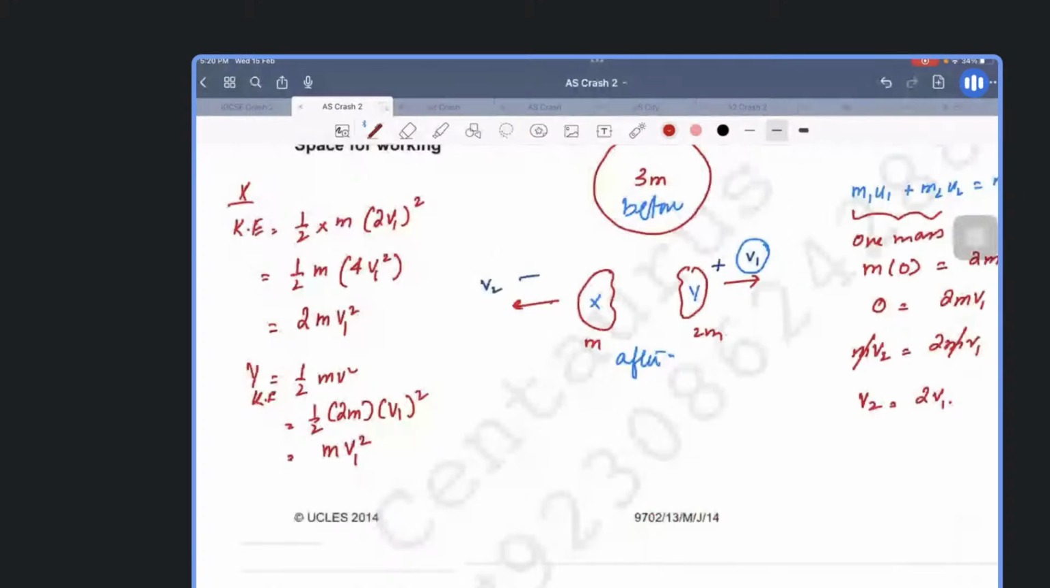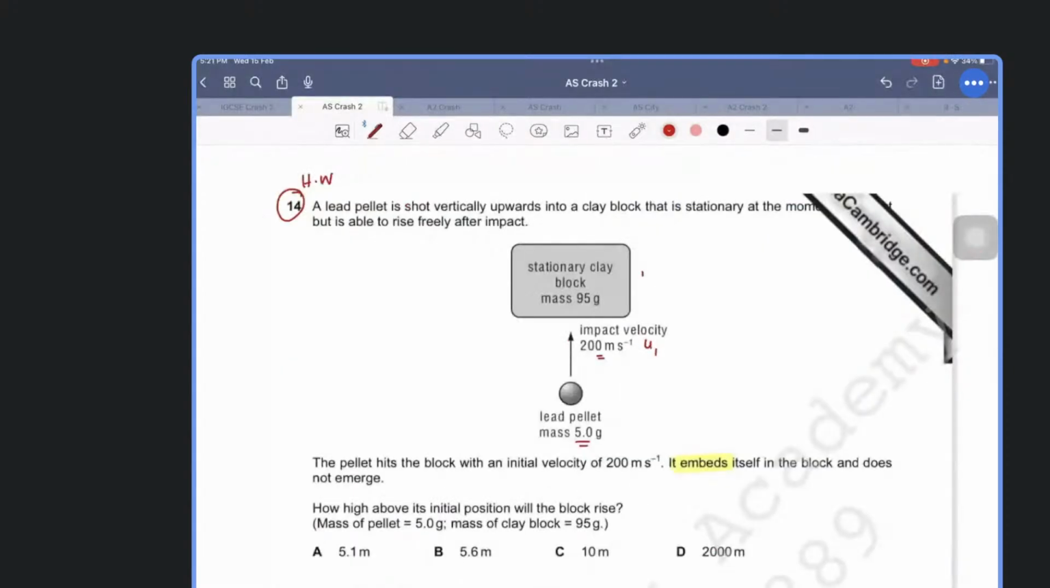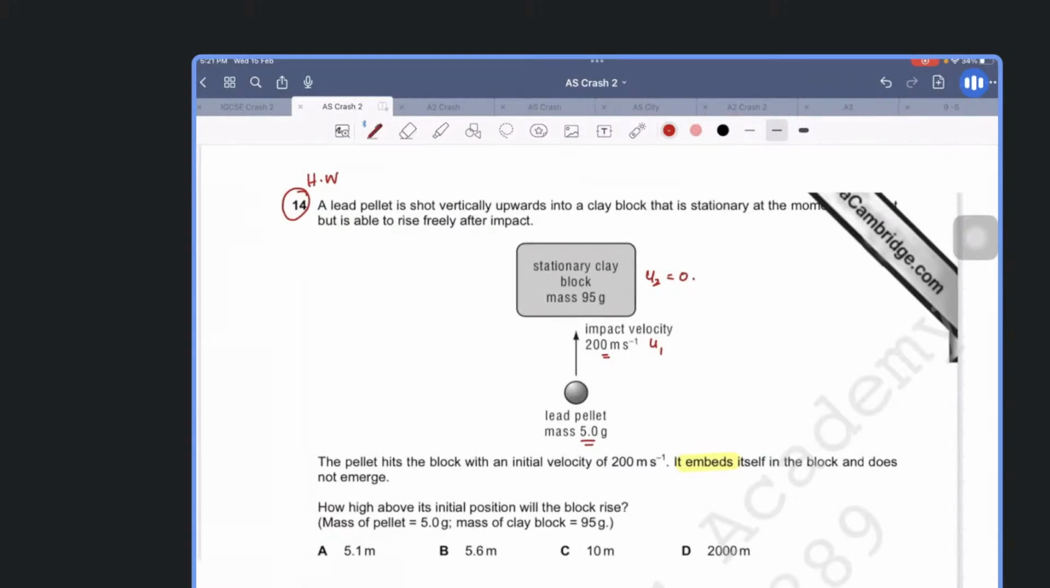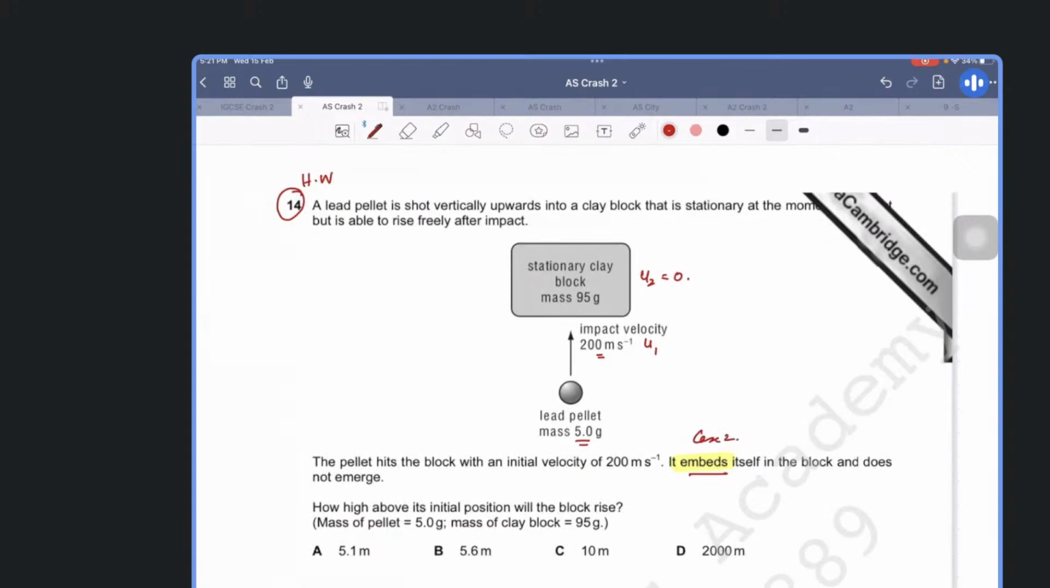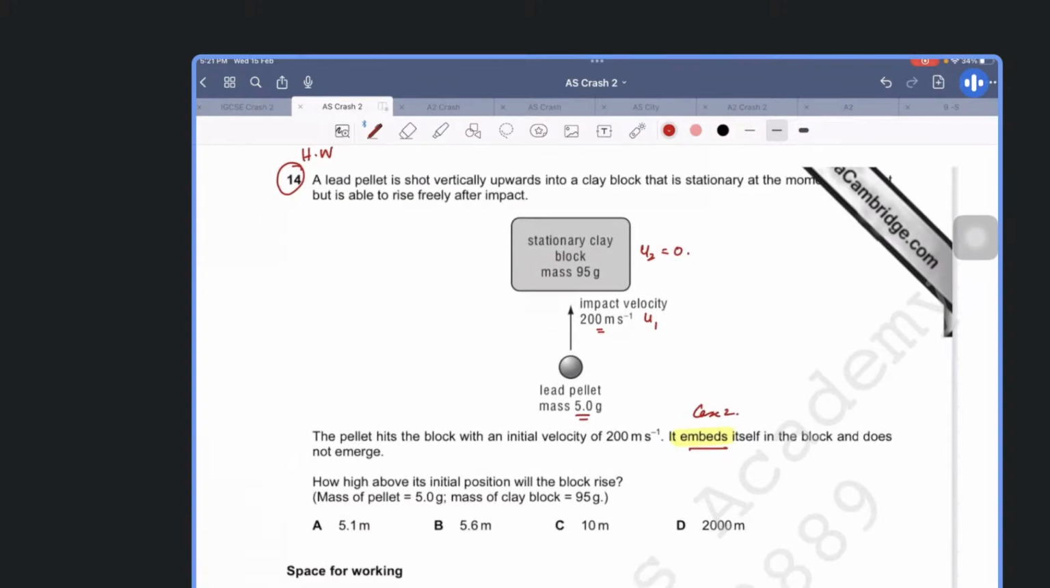So it says a lead pellet is shot vertically upwards into a clay block that is stationary at the moment but is able to rise freely after impact. Okay, fine. So it has a mass, it has a speed, and obviously this is the u1 speed, the u2 is 0. So we can write it like that. And then it says the pellet hits the block with an initial velocity and embeds. So this is case 2 that I told you. And then it says how far above its initial position will the block rise.